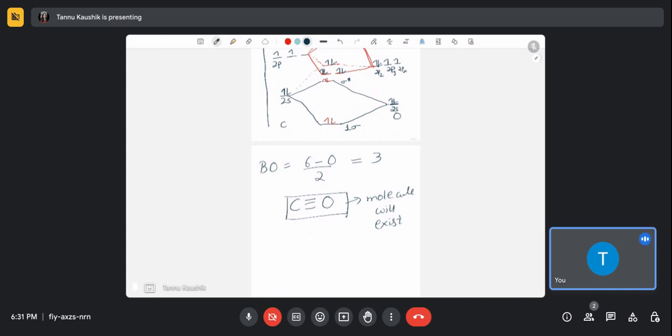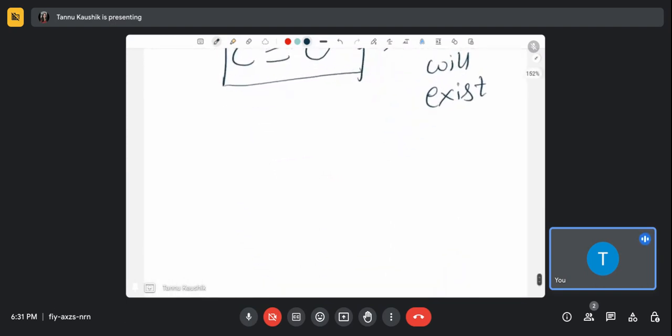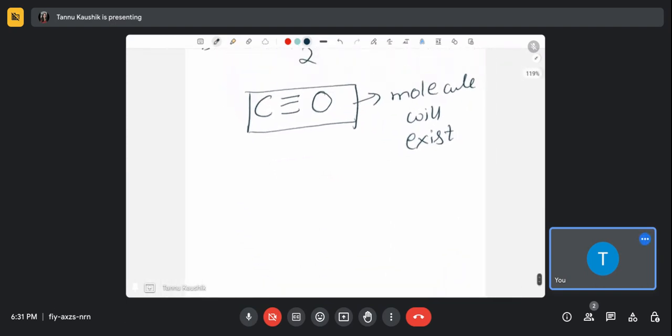And we will get a similar molecular orbital diagram for CN minus. So CO and CN minus are isoelectronic in nature. So you can draw the molecular orbital diagram for it and see how it has a bond order of 3. Try it yourself.